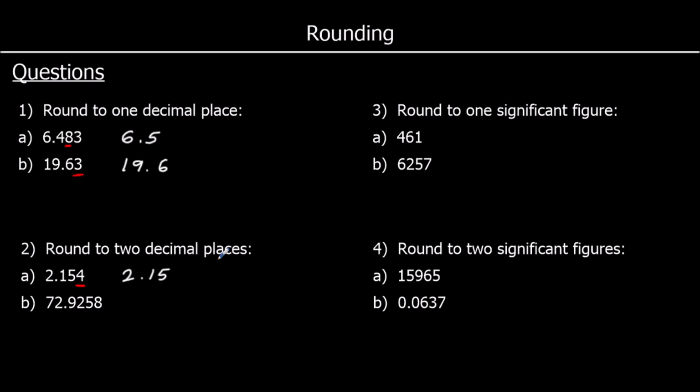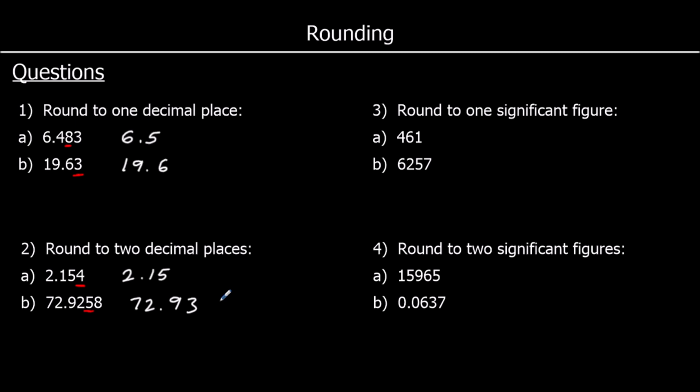And the second one of these, 72.9258. Count 2 after the decimal point, and look at the next one. It is 5 or above, so round up. So that will give us 72.93. It's closer to 72.93 than it is to 72.92.